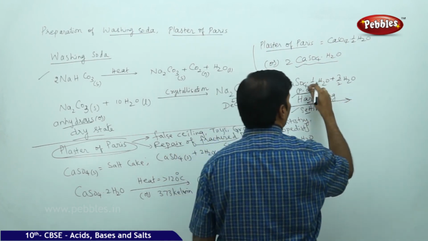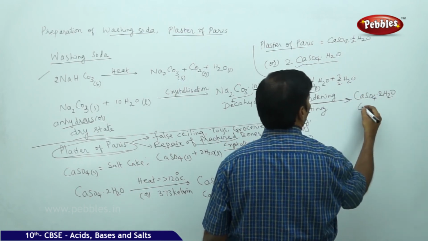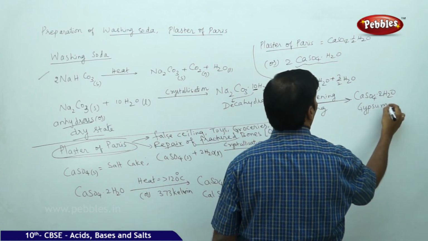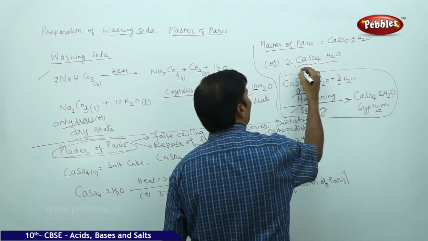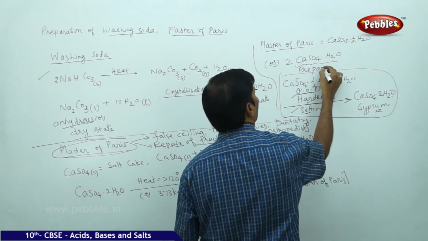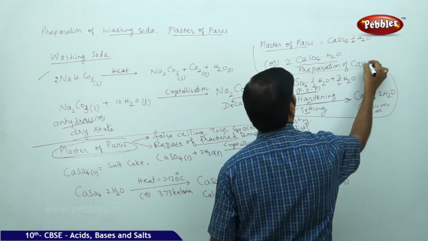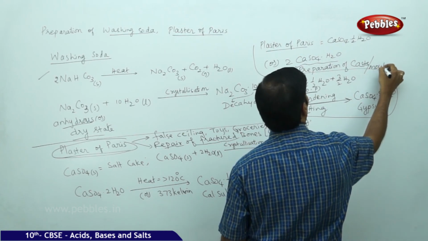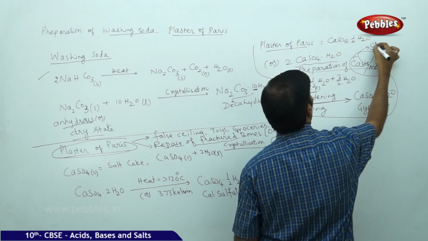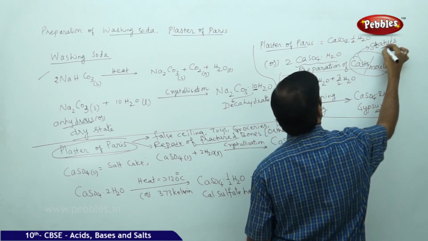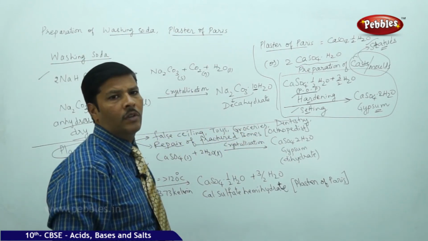So during hardening and setting, this plaster of Paris is again converted to 2H2O, that is gypsum. This principle is used in the preparation of casts and molds. These casts and molds are understood in the form of statues.